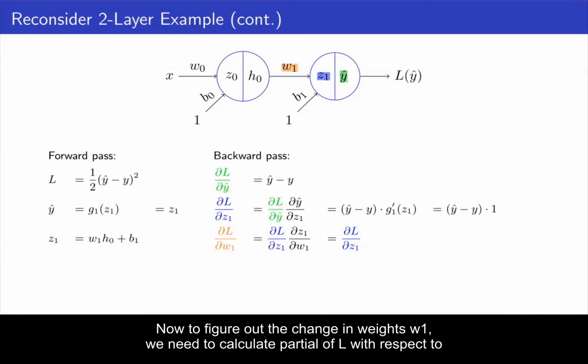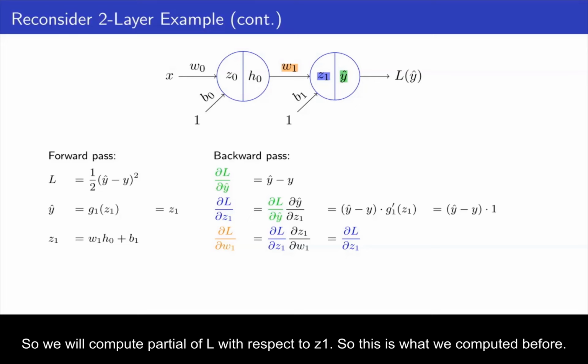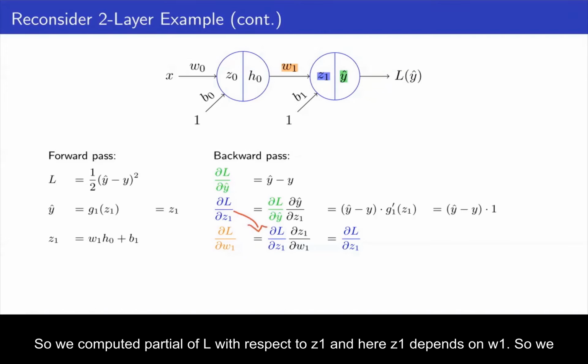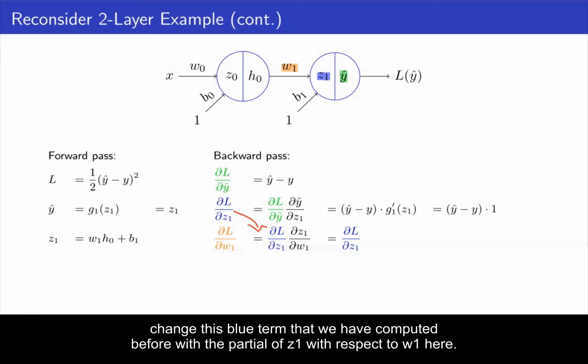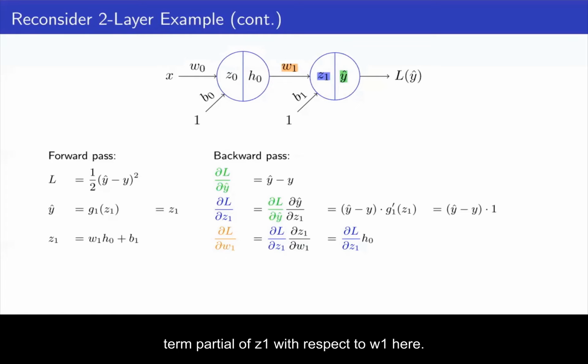Now to figure out the change in weights W1, we need to calculate the partial of L with respect to W1. The dependency is indirect again, so we go through the chain that we already computed. We computed the partial of L with respect to z1, and z1 depends on W1. So we chain this blue term with the partial of z1 with respect to W1. That gives us the partial of L with respect to z1 times h0, where h0 is the result of the partial of z1 with respect to W1.